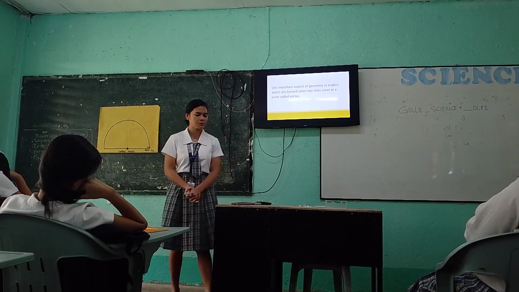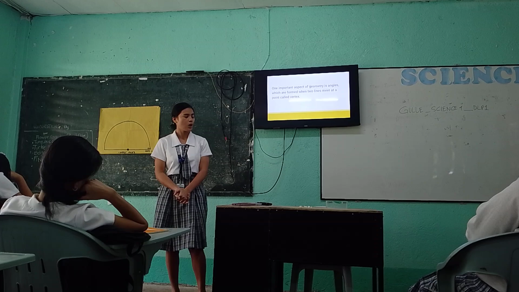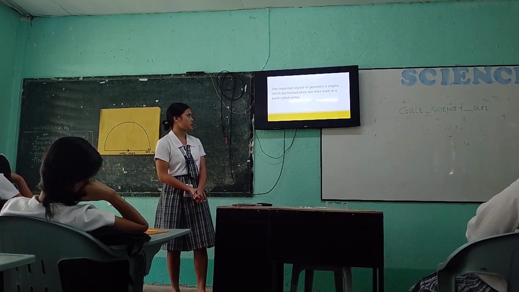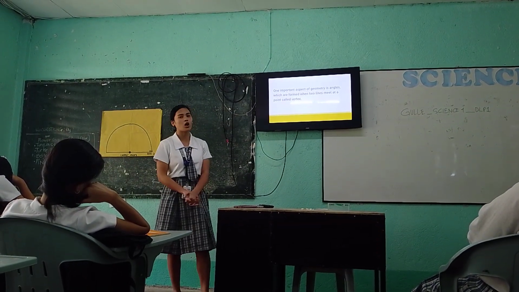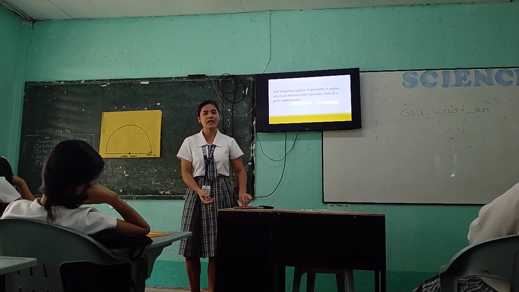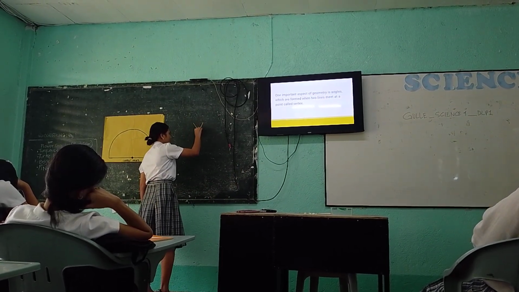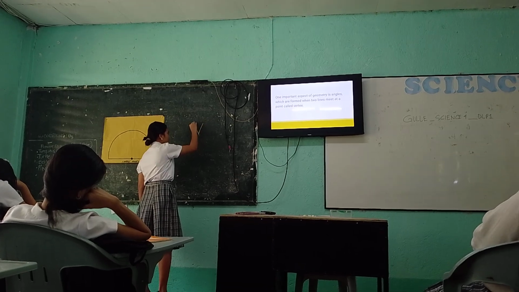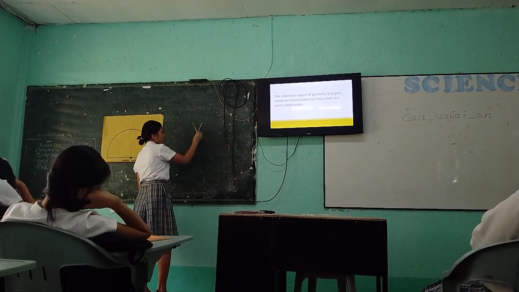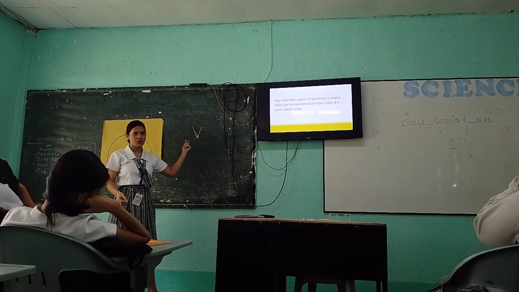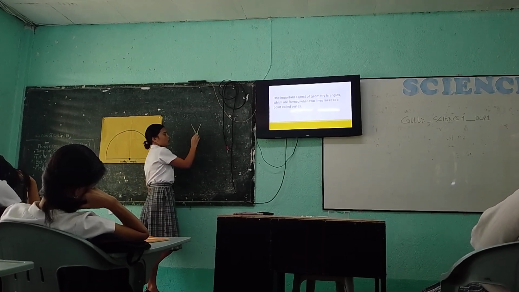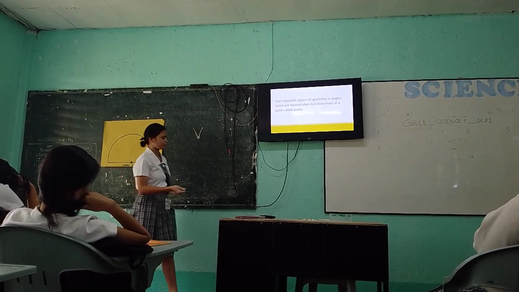One important aspect of geometry is angles, which are formed when two lines meet at a point called the vertex. So when I draw the letter V here, the vertex of the letter V is here, in which these two lines meet. So this point is called the vertex.